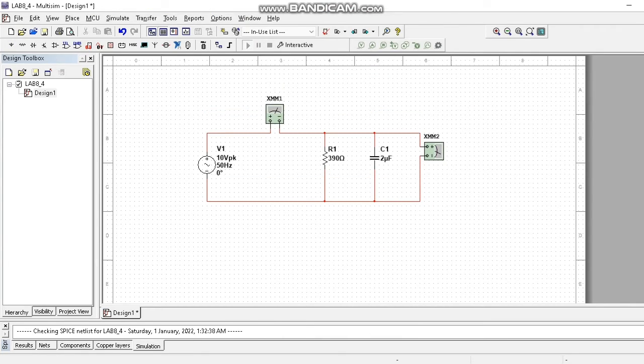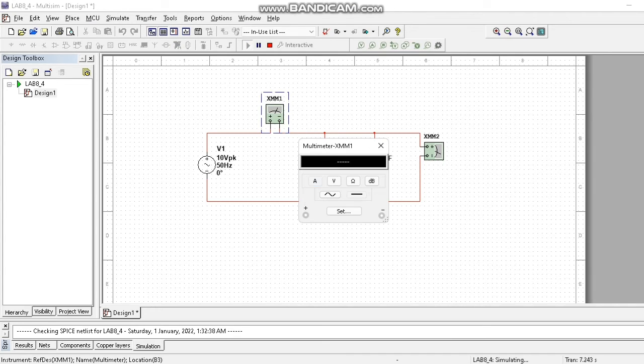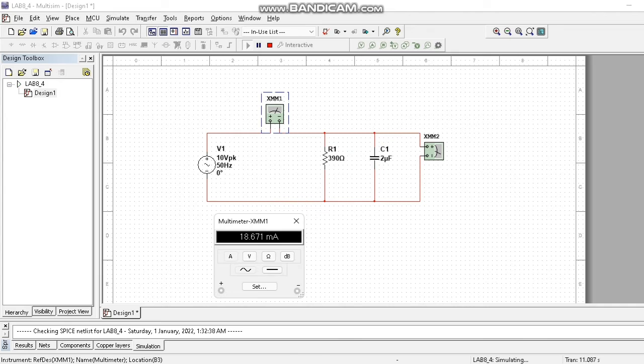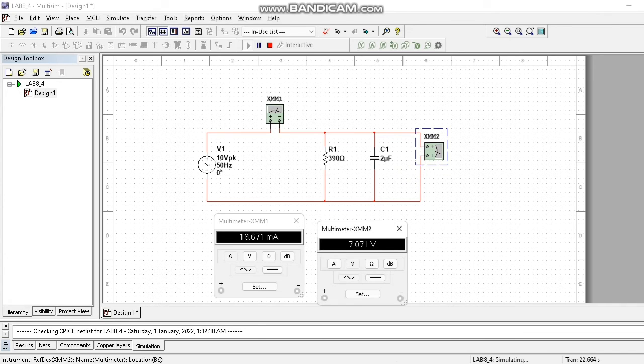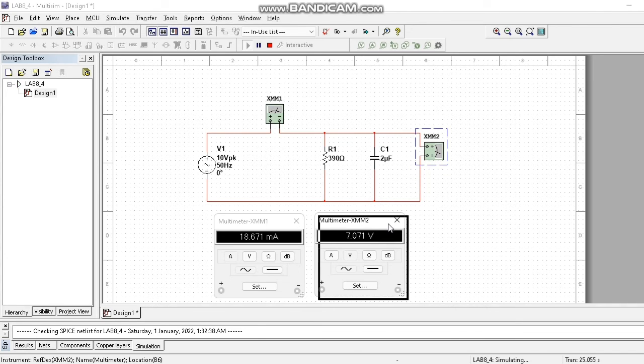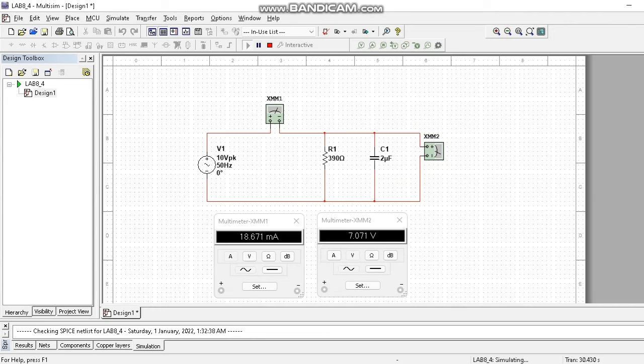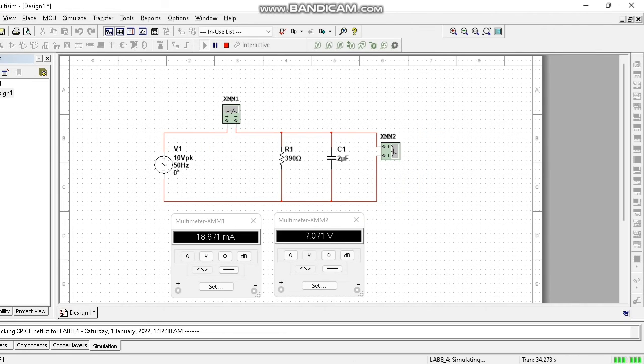Then we run the circuit. So this is the result: the ampere is 18.672, and the voltage is 7.071. The voltage is VRMS for this V peak because it is parallel.